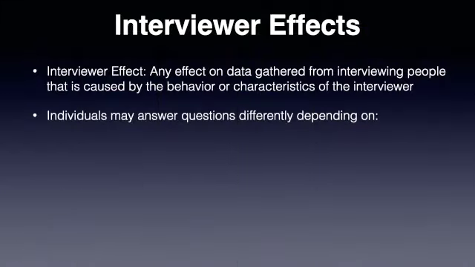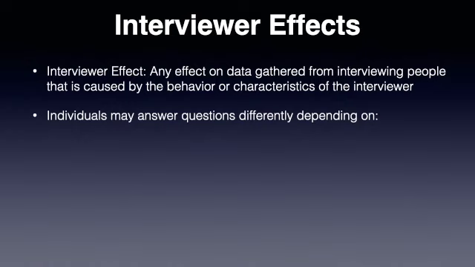So now let's consider a second error that can happen when surveys are being administered. A second type of administration error is an error due to the interviewer. Again, an administration error is an error that occurs as a result of how the survey is being given. So an interviewer effect is any effect on the data gathered from interviewing people that's caused by the behavior or characteristics of the interviewer.